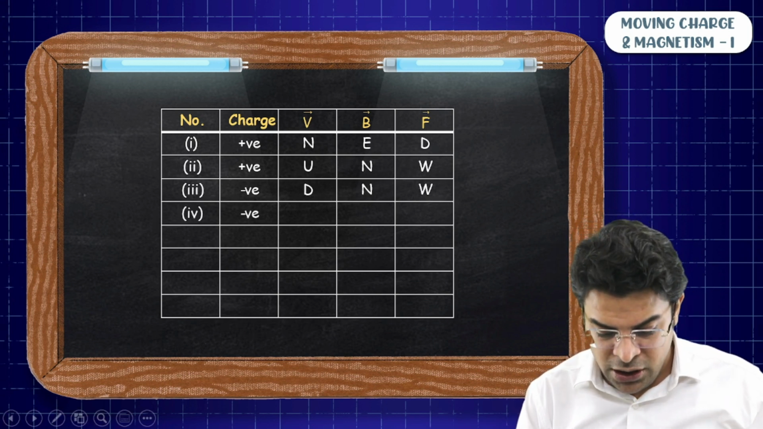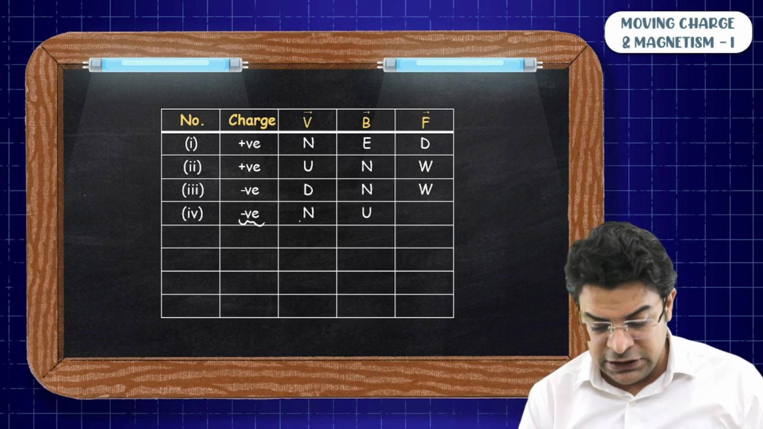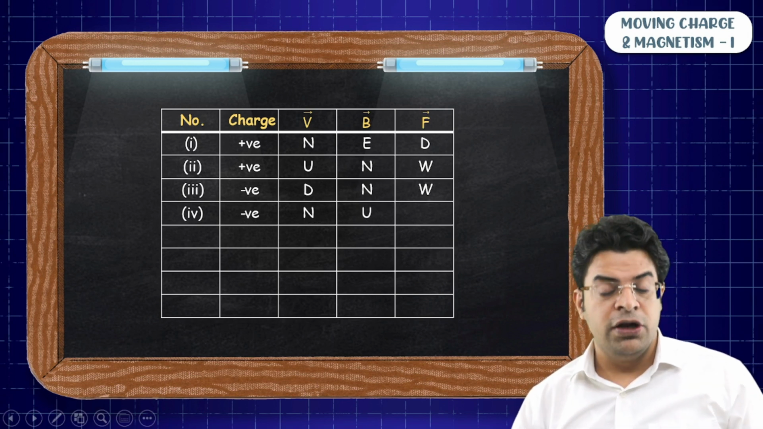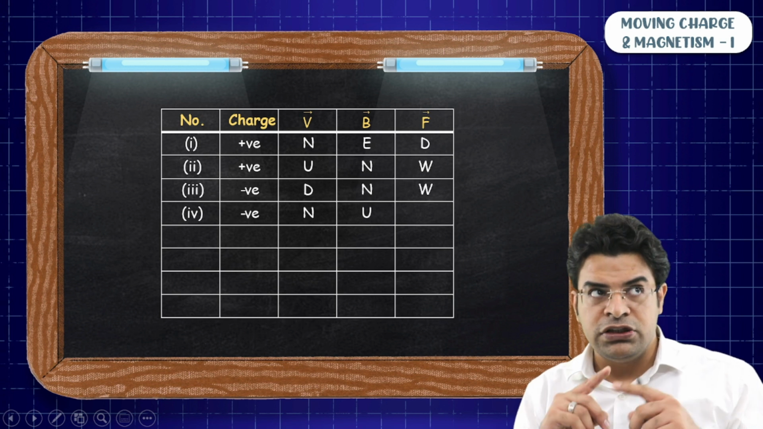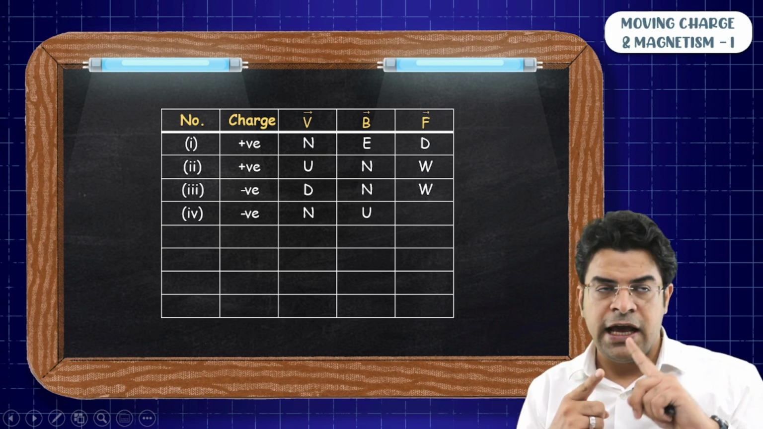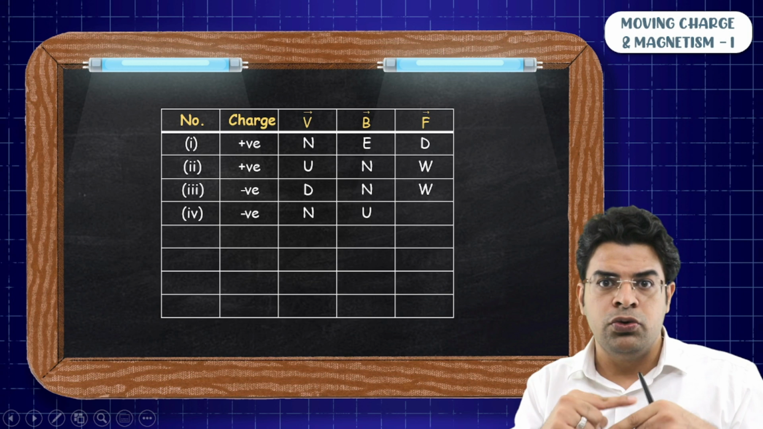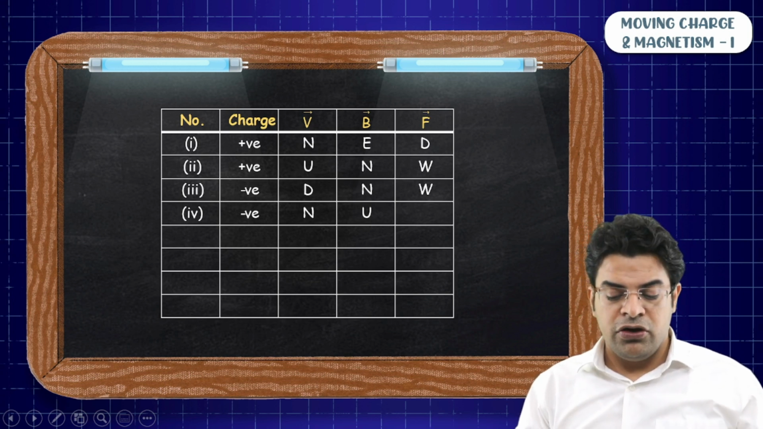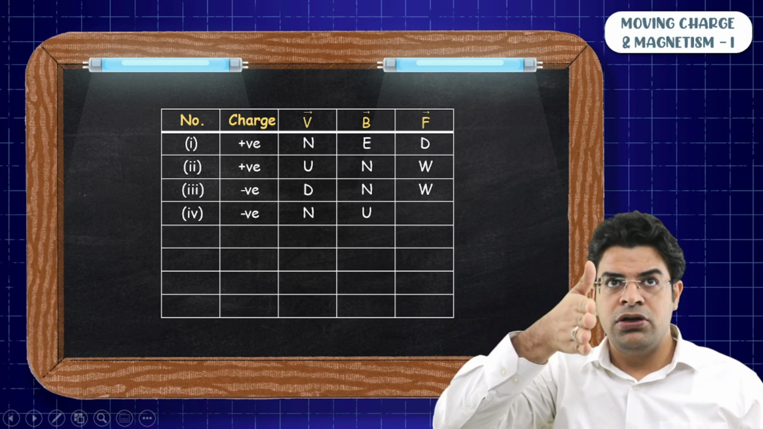Next case, the charged particle is negative. Velocity is towards north. Magnetic field is upward. What will be the direction of force? Okay, so the charged particle is negative. So the direction of force will be opposite to the direction of V cross B. V cross B is north cross up, north cross up.